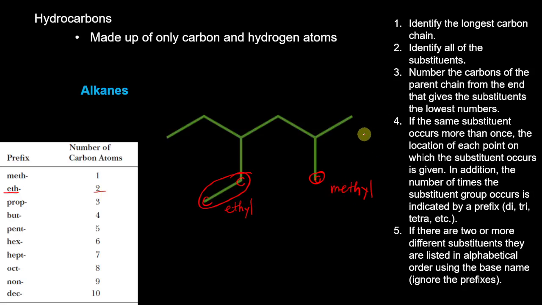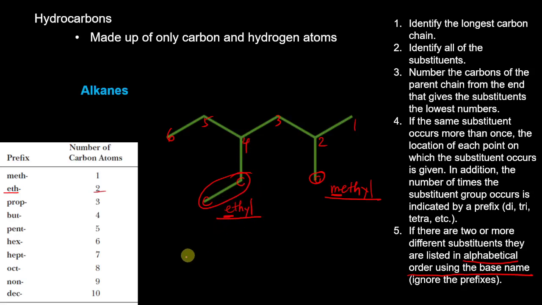Next, we number the carbons on the parent chain. So again, we should give the substituents the lowest number possible. So we'll go from the right to left: 1, 2, 3, 4, 5, and then 6. Let's name this one. For the naming, we have here methyl, then ethyl. So we have here 2 substituents. If the same substituent occurs more than once, the location is based on number 5 here. If there are 2 or more different substituents, they are listed in alphabetical order using the base name. So in this case, we have ethyl. That's E before M, right? So again, that's based on alphabetical order. That's E before M.